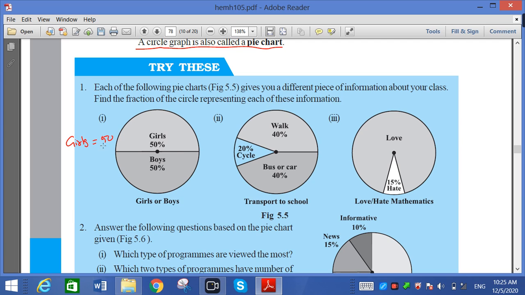Then 50 upon 100 I have to write, because the total is 100%. Total is equal to 100%. So I have to write 1 by 2 as the ratio or sector. Now same thing for boys. We have to write 50 divided by 100, that is why 1 by 2. Now the next example: this is walking, cycling and bus or car.